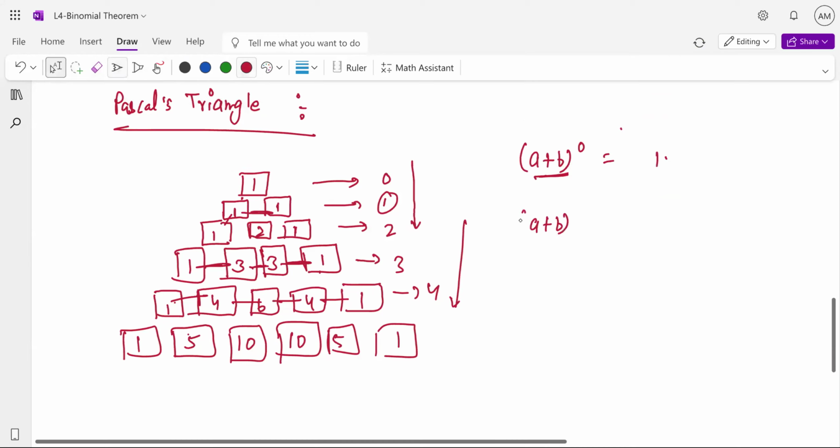What about (a plus b) to the power 1? Now if you see carefully, if my power is 1, I'll go to the second row. Basically the indexing, we call it indexing, starts from 0. We will not say this is for the first power. It is for the n minus 1 power. Understood that point, what I'm trying to say? Like if this is n, you can call it n minus 1 for power. Is that clear? Yes, sir.